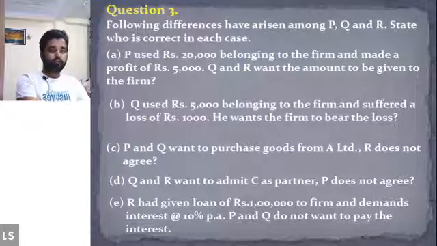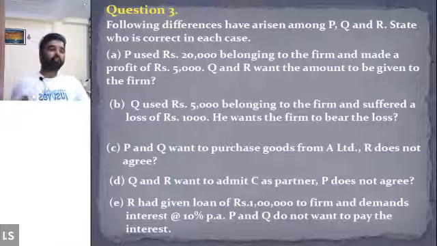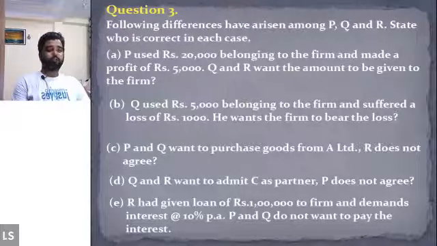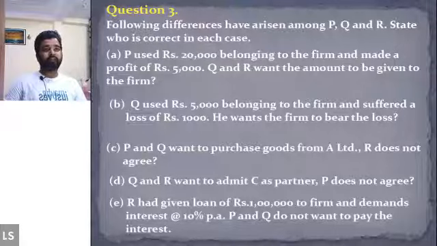Okay. Now, point D. Q and R want to admit C as partner and P is not agreeing. Tell me whether Q and R will be able to admit partner C or not. No, because P does not agree. Why? Because in order to admit a new partner, we need to have the consent of all the partners.